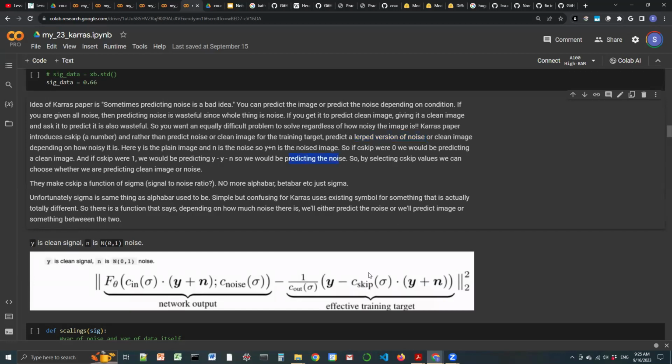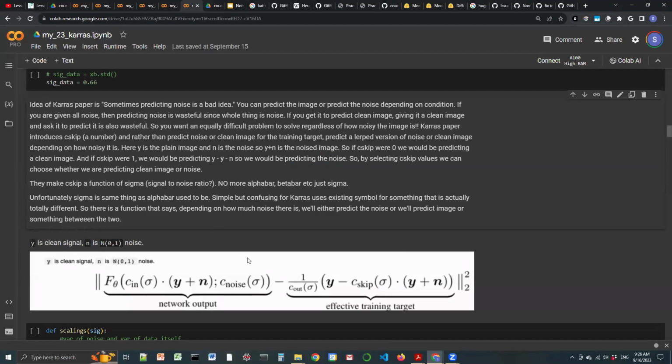On the other hand, let's assume C skip is 0. When this is 0, this entire thing is gone. So what we are predicting is Y. That means we are predicting the clean image when C skip is 0. We are predicting the noise when C skip is 1. So by introducing C skip, we are able to modulate what the model predicts. If C skip is 1, it predicts the noise. If C skip is 0, it predicts the clean image, right? So by modulating the value of C skip between 0 and 1, in one case we make the model predict noise, and in the other case, the clean image.